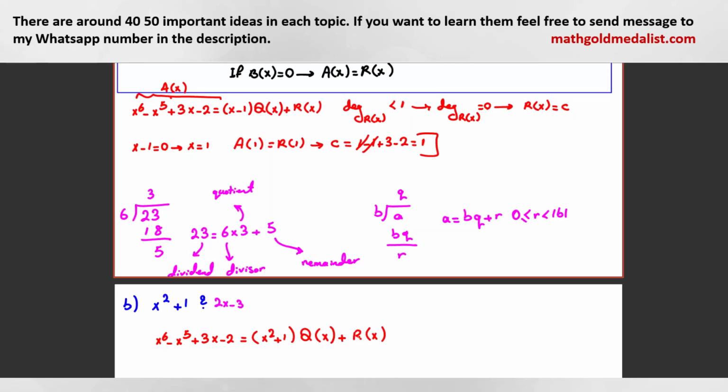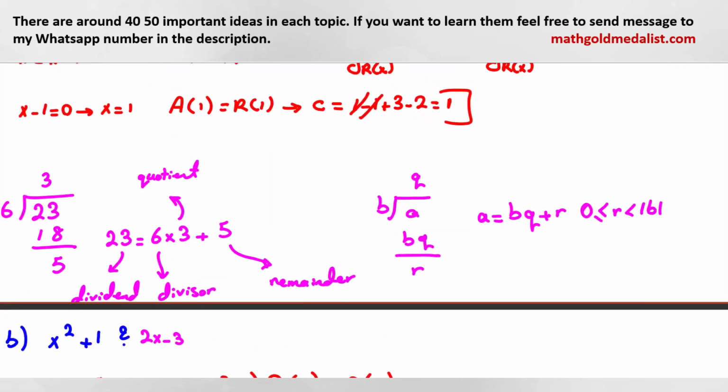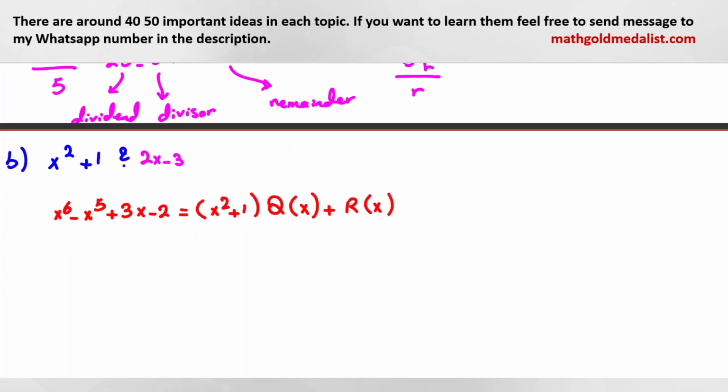So let's try now this part together. Here in this case, we know that the degree of R of x is less than what? Less than 2. So we know that R of x is what? The general form of R of x is ax plus b, right?